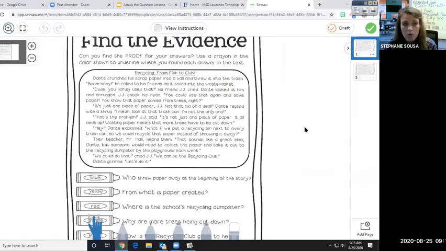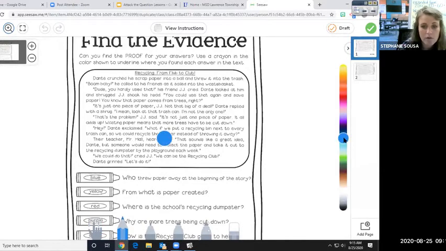So with your Seesaw open, go to your work. I'd like for you to click on that pencil and make it a color of blue. I don't care what shade of blue you use, any shade that you prefer. And it says who. This is the one that Ms. Sharp just did for us, so we already know this one. Who threw paper away at the beginning of the story? We're looking for who threw paper away, and it's going to be at the beginning. So go ahead and underline those clue words.